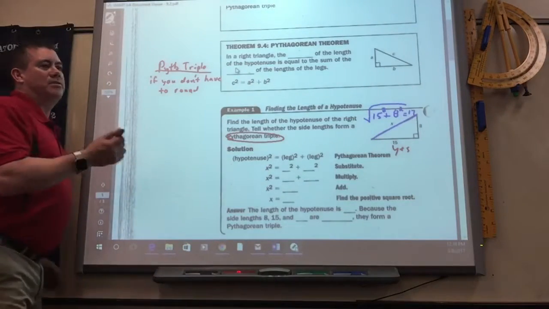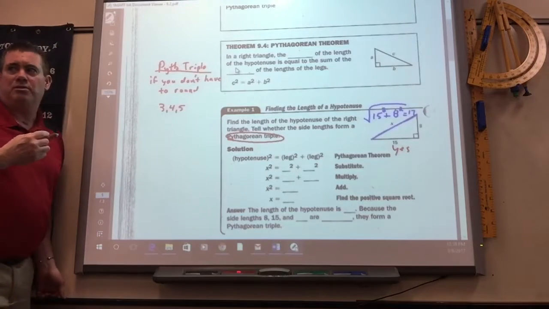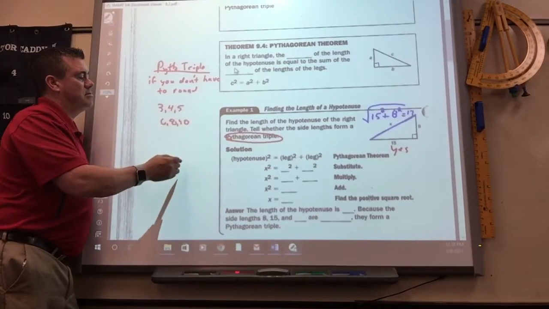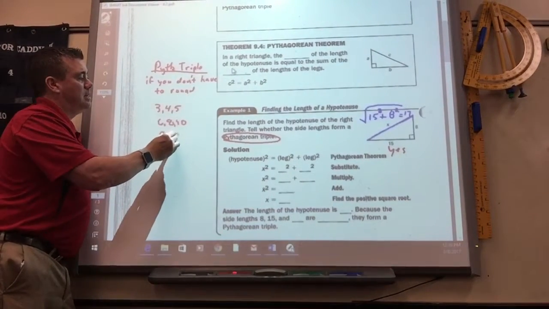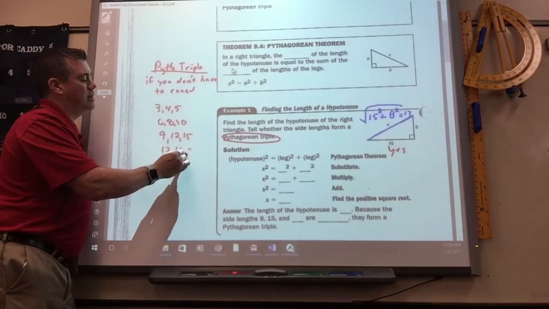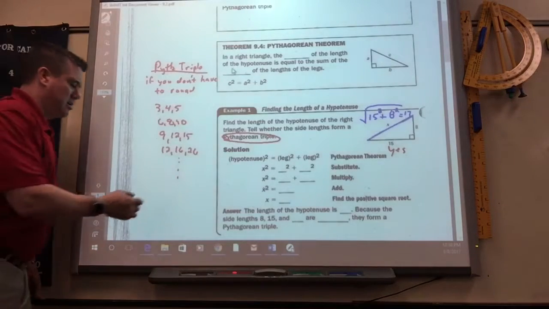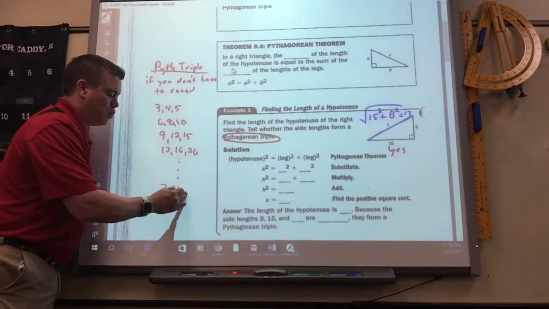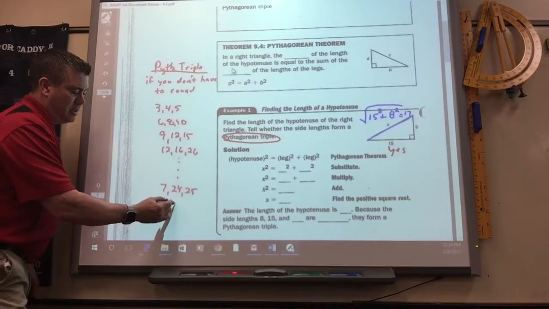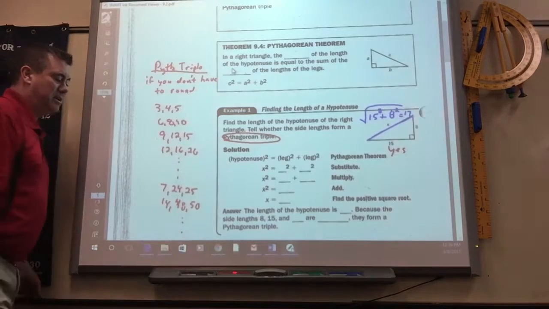The most common Pythagorean triples are a 3, 4, 5, like the first example I showed you. You can double that. 6, 8, 10 is the second most common. You can triple it. 9, 12, 15. You can quadruple it. 12, 16, 20, and so on. Other common ones are 7, 24, 25. And then you could double that and get 14, 48, 50. And you could keep on going there.